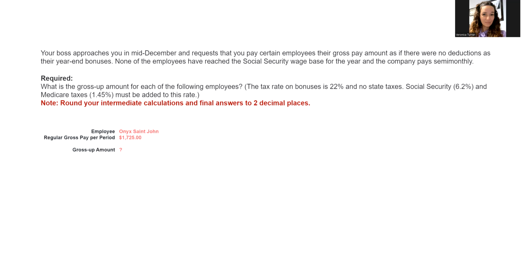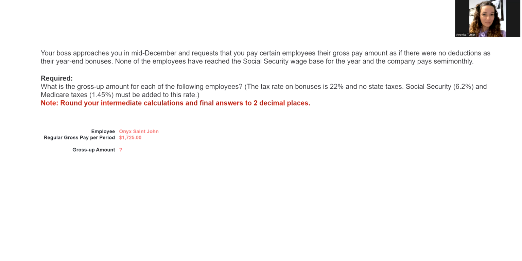So what's going to be required is we're trying to determine that gross up amount for each of the following employees. We're going to do one example on this walkthrough. The tax rate on bonuses is 22% and no state taxes. We already know that Social Security is 6.2% and Medicare taxes is 1.45%. So this is going to have to be added into that rate.